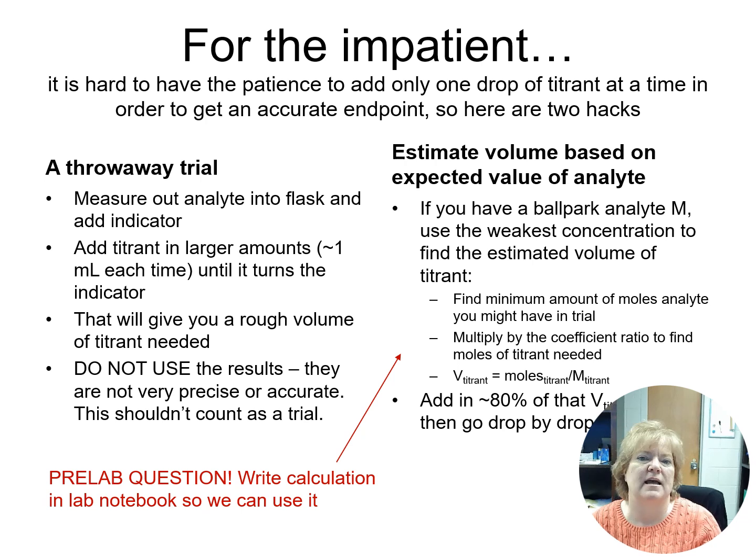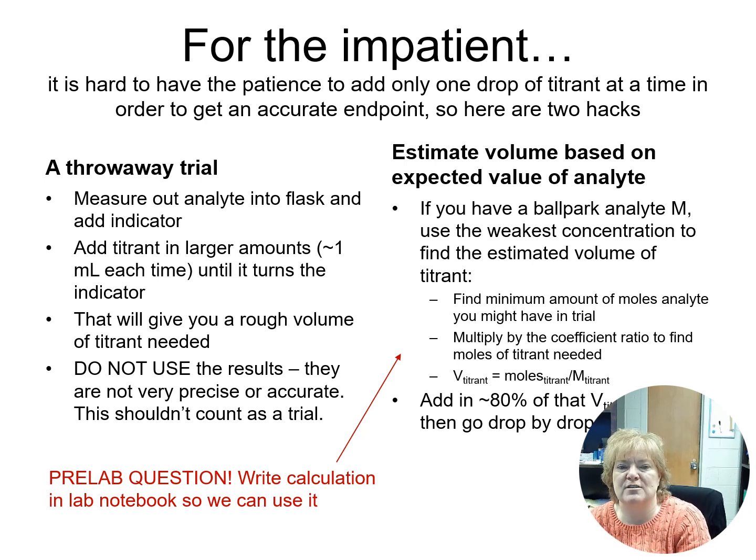But that gives me an idea. If I added 10 and it was clear, and then I added another milliliter and now I have 11 milliliters and it's dark pink, then I know that the endpoint is somewhere between 10 and 11 milliliters, which I could use on the second time. Now, if you do a throwaway trial, it is incredibly inaccurate, so you don't even count that as a trial. I'm just using some stuff and getting a ballpark number. You might write the numbers in your lab notebook, but it's not a trial. Do not use a throwaway run as a trial.